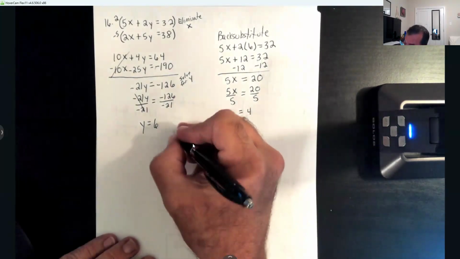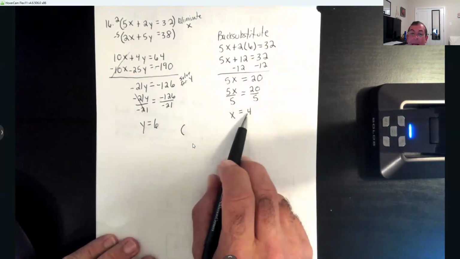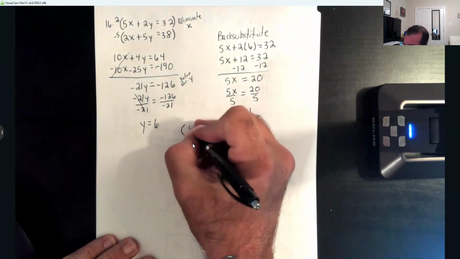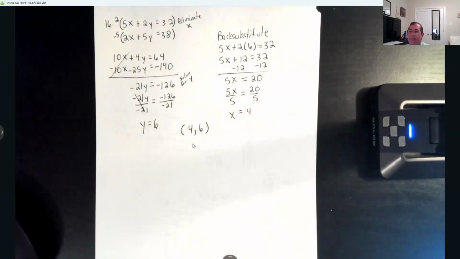Now, y'all, here's the trick on this one. When you put it in MATLAB, it's got to be an ordered pair. You have to have the x coordinate first, which is the 4, and then the y coordinate, which is the 6.